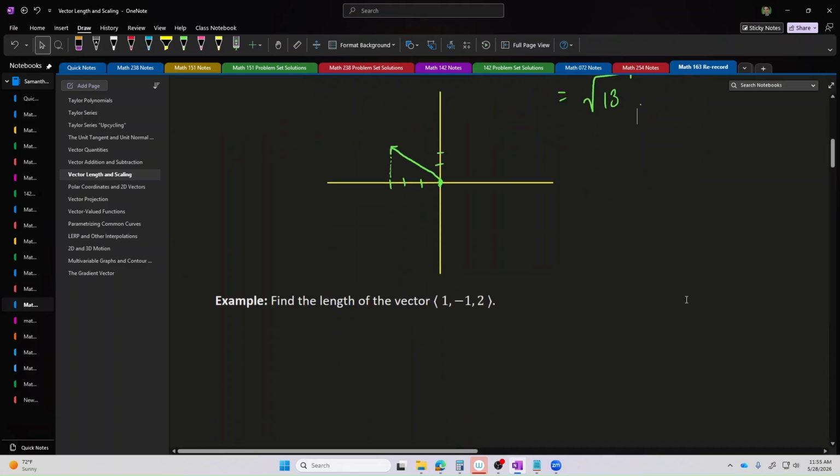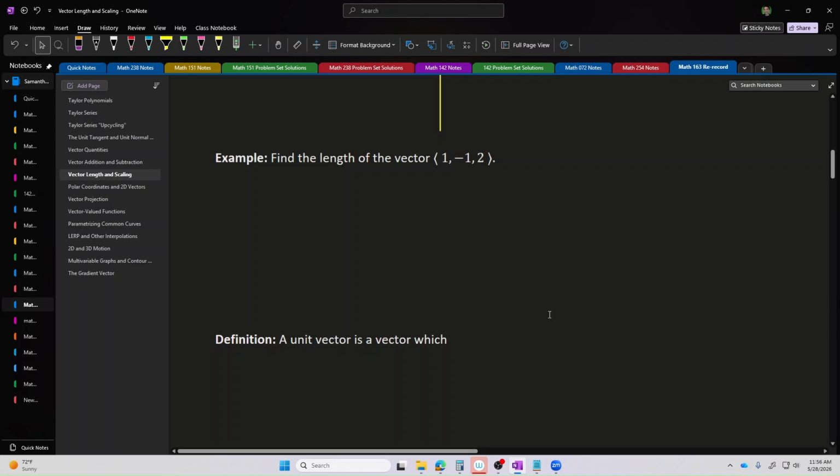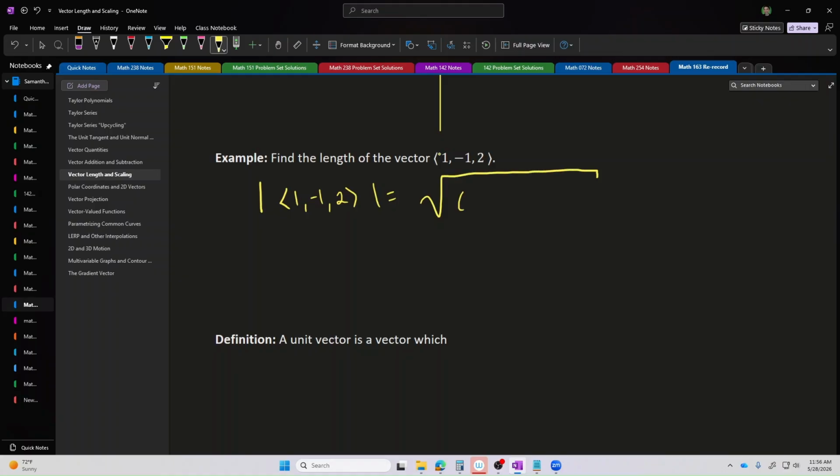And the same overall formula and process applies for vectors that are three-dimensional. If I want to find the length of the vector [1, -1, 2], then I'd find the magnitude of that vector by taking the square root of the x component squared, the y component squared, and the z component squared, all added together, giving me an answer of square root 6. Just the 3D distance formula, the 3D Pythagorean theorem, can be used to find the magnitude of 3D vectors.